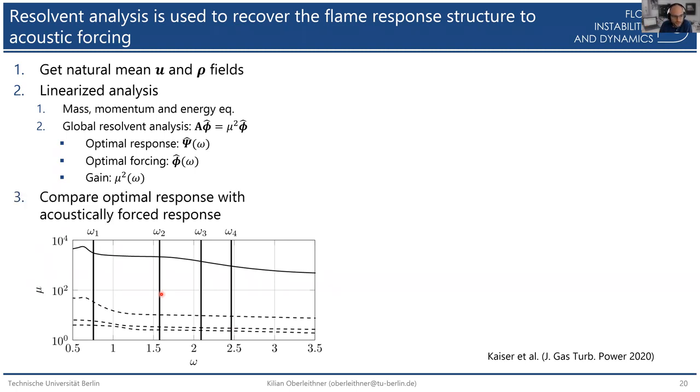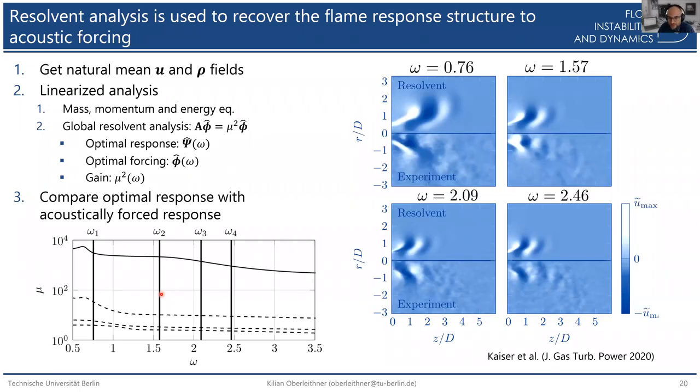And then we had a comparison of our optimal response modes with an acoustically forced response. So again, we had to do experiments, acoustically perturb our flame, and then record the flow and flame response using experimental methods. And here you see a comparison of the velocity fluctuations first. So on the top, you have the resolvent, on the bottom, you have your experiments. And you see that the match is actually quite reasonable for all the different frequencies we were looking at. And these frequencies are those frequencies which are important for thermoacoustic instabilities.